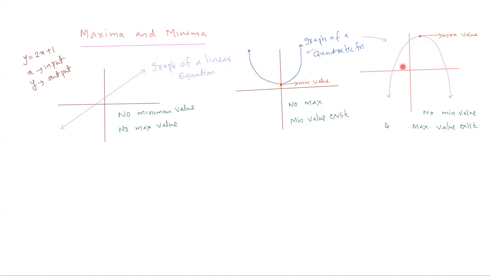So here you can see that it opens down. At the vertex, whatever value comes at the vertex, that is the maximum value. So in this particular example, there is no minimum value, but a maximum value is there. Clear? Are you understanding? Yes, sir. Another example.